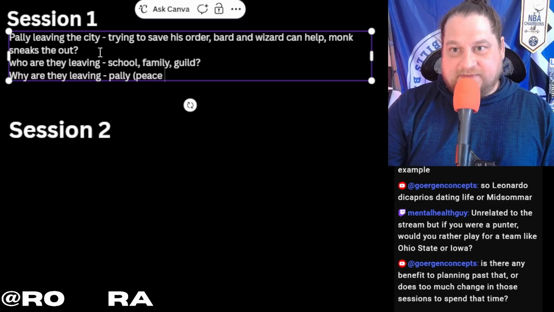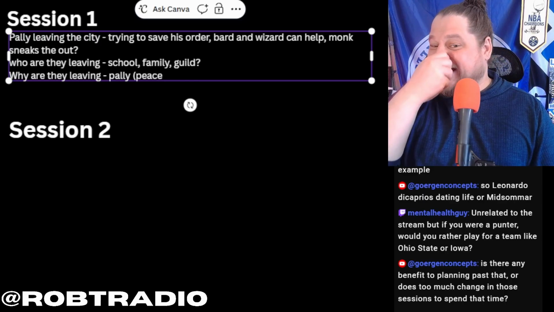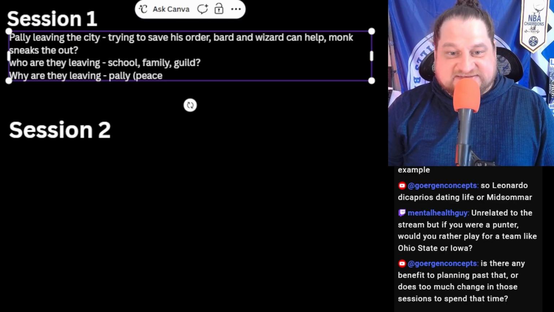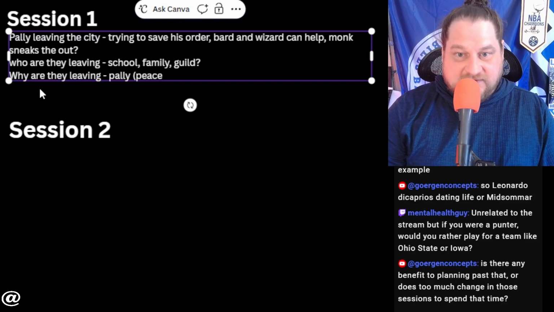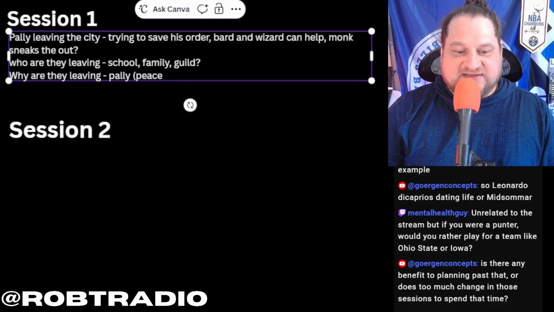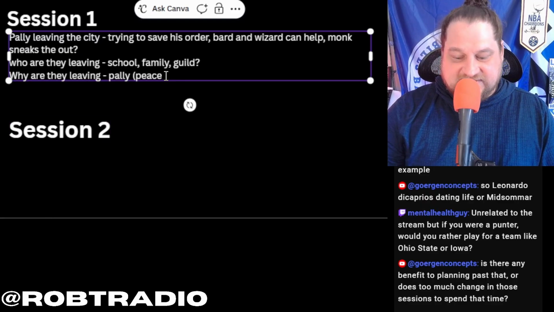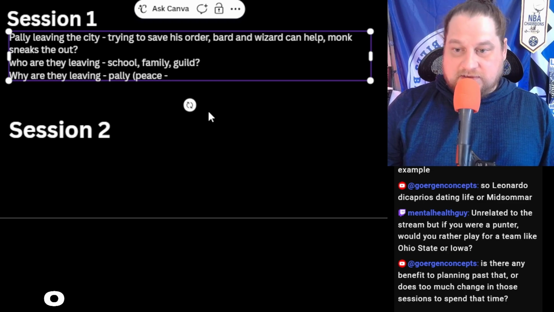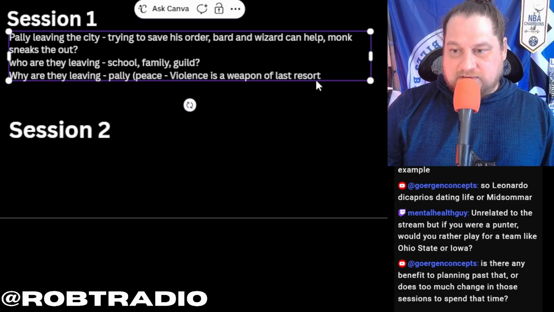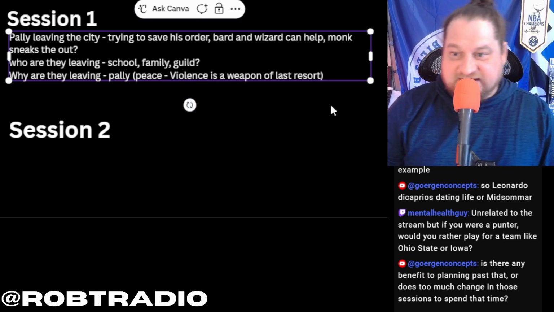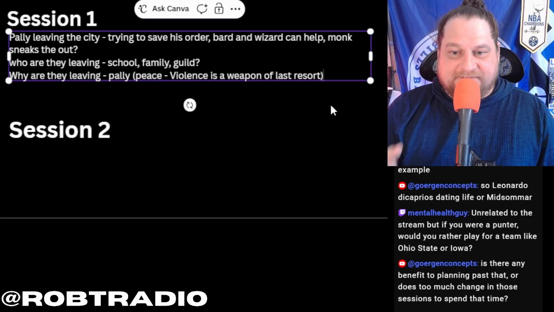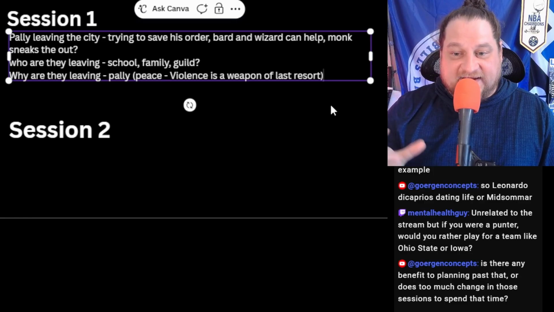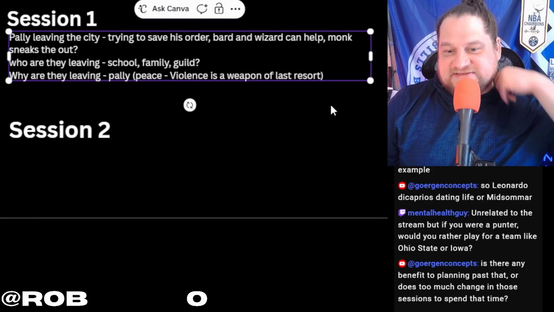Peace, right? When we looked up the tenets of the Oath of Redemption, peace is number 1. Violence is a weapon of last resort, is literally what it says. So this is just against his nature. And I would probably try to dig into the backstory of the monk a little bit and find out why the monk is leaving.